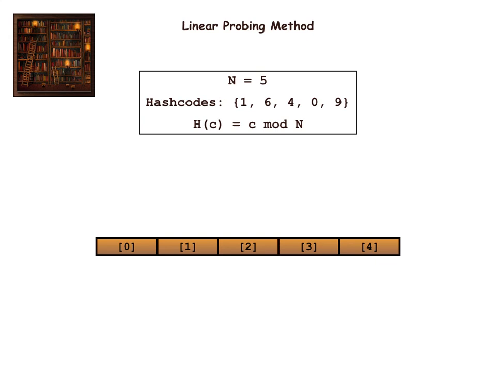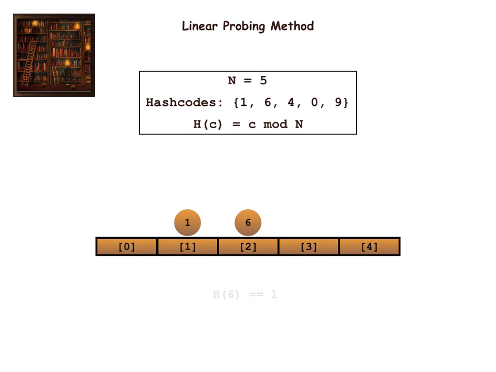So for this example, let's start with the number 1. When we plug the 1 into the hash function, we see it maps to location 1. We check to see if it's occupied. It's not, so we put the 1 there. Next, number 6. Number 6 maps to location 1. We check to see if it's occupied. We see that it is, so we check the next slot. This one is not occupied, so 6 goes there.